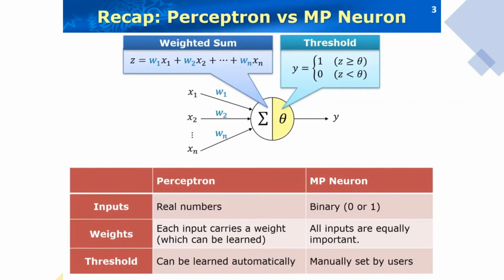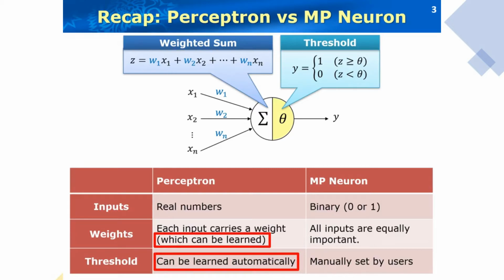In the last session, we learned the computational modeling of the perceptron and we showed its superiority over the MP neuron in three aspects. In this session, we will concentrate on the last advantage of the perceptron, that is, its learning ability to update the weights and the threshold values automatically.